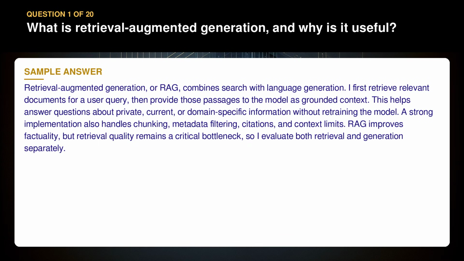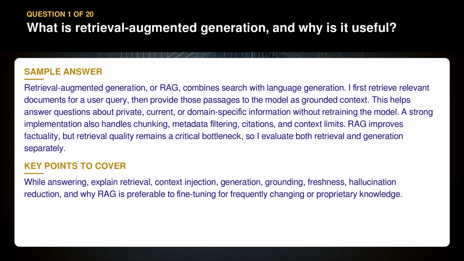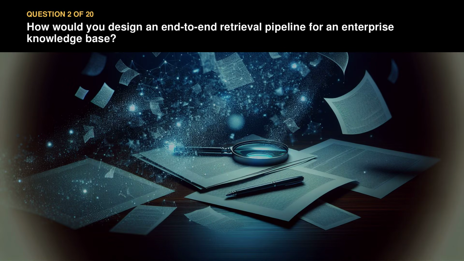A strong implementation also handles chunking, metadata filtering, citations, and context limits. RAG improves factuality, but retrieval quality remains a critical bottleneck, so I evaluate both retrieval and generation separately. While answering, explain retrieval, context injection, generation, grounding, freshness, hallucination reduction, and why RAG is preferable to fine-tuning for frequently changing or proprietary knowledge.